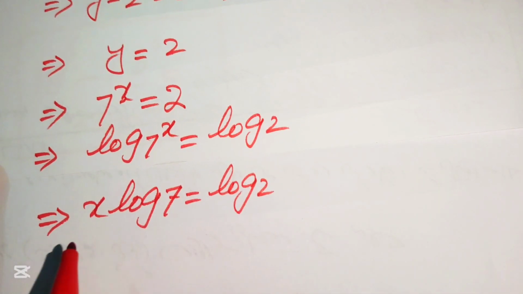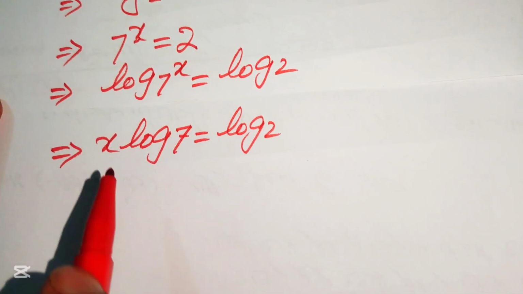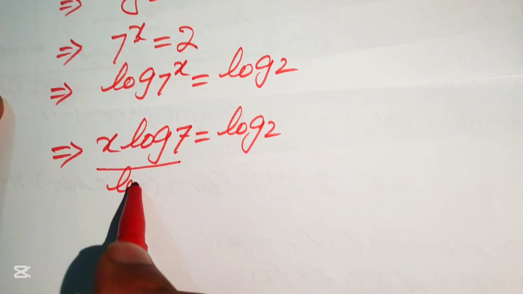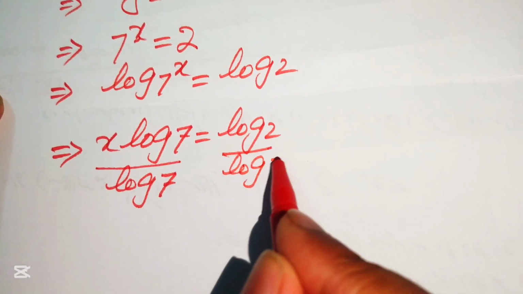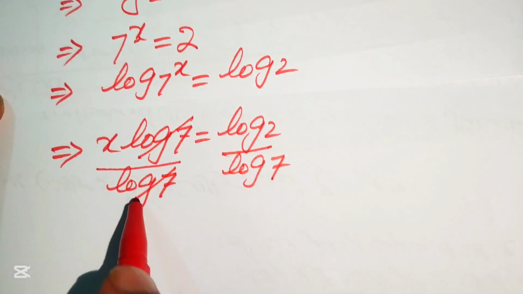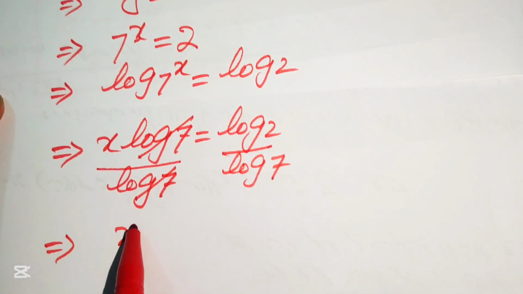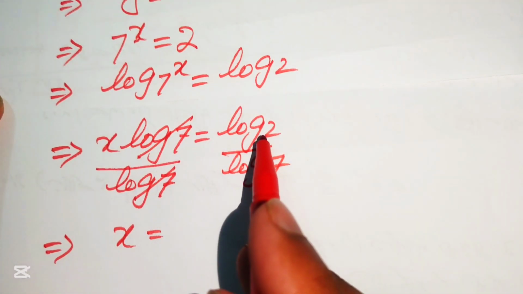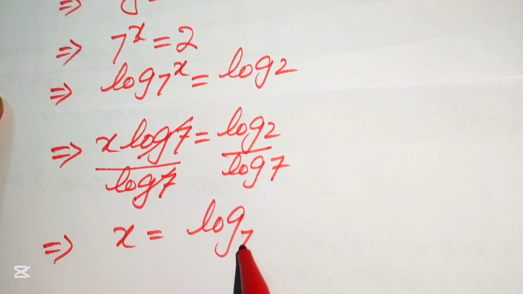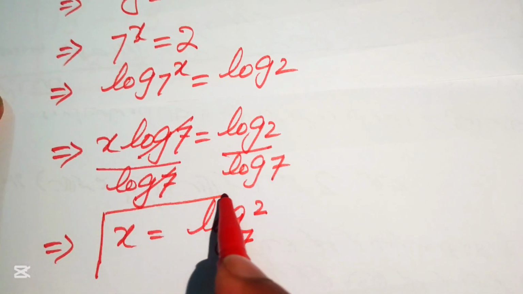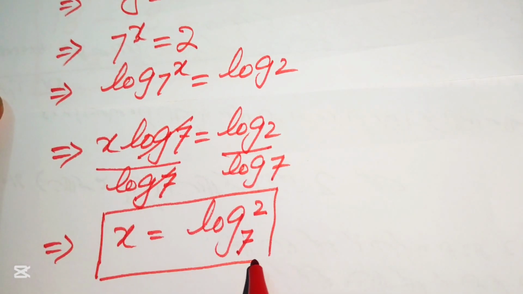In order to find the value of x, we need to divide both sides by log of 7 in this way. So this log 7 is cancelled out by this log 7, and we get the value of x equals log 2 over log 7. We write this log 2 over log 7 as log 2 with base 7. This is the first value of x in this problem.